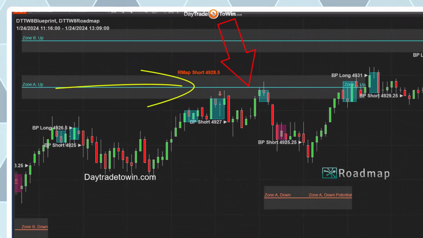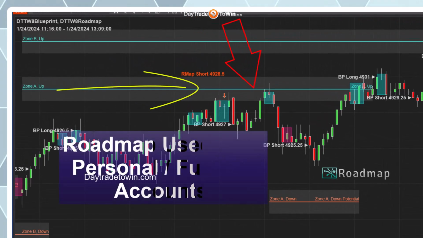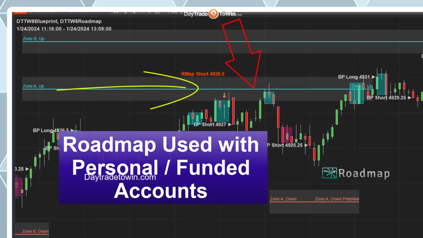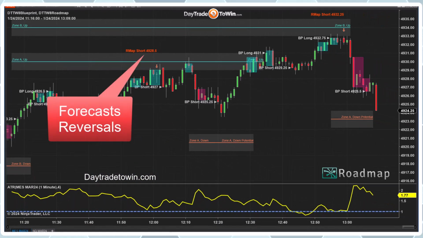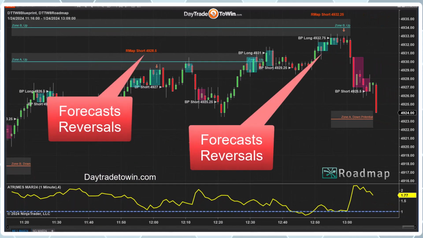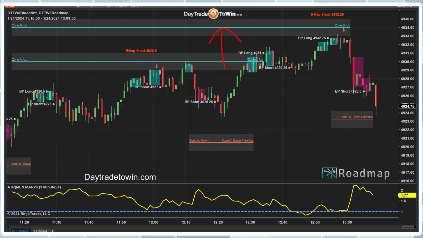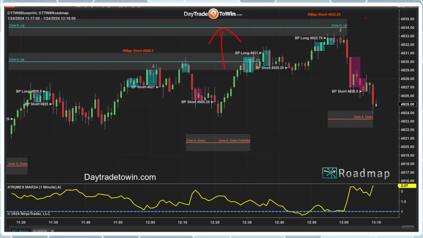So the idea in using the roadmap zones, and especially for the traders who are funded or trying to get funded, we have a lot of traders using this software with funded accounts. It stops you from going into a wrong move. So when price trades into the zone, it tells you to wait and only take a trade if it goes through it or if it reverses off of it.